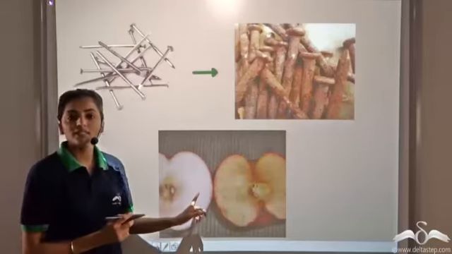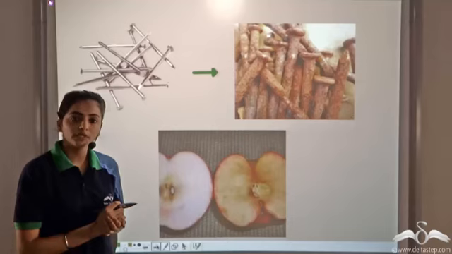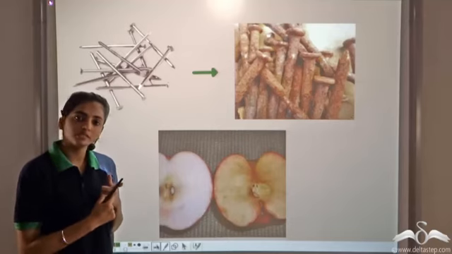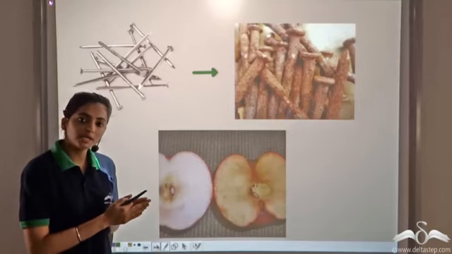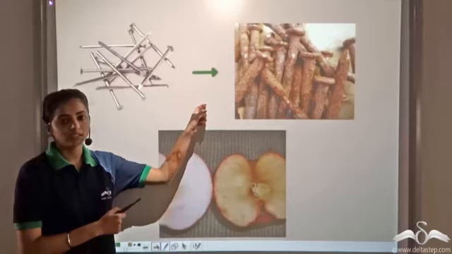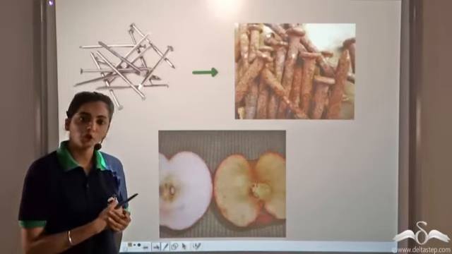An apple contains iron atoms. When it is cut and exposed to the atmosphere, it reacts with the oxygen and moisture present in the atmosphere. So, the iron atoms get oxidized to develop this brown coating. So, both the iron articles and, in this case, even an apple are getting rusted or corroded.